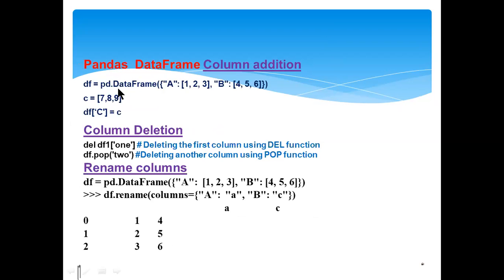df = pd.DataFrame. Here, how to add a column in a data frame. See here, df is a temporary name I have given to the data frame object. It is a variable. You can write any name here.